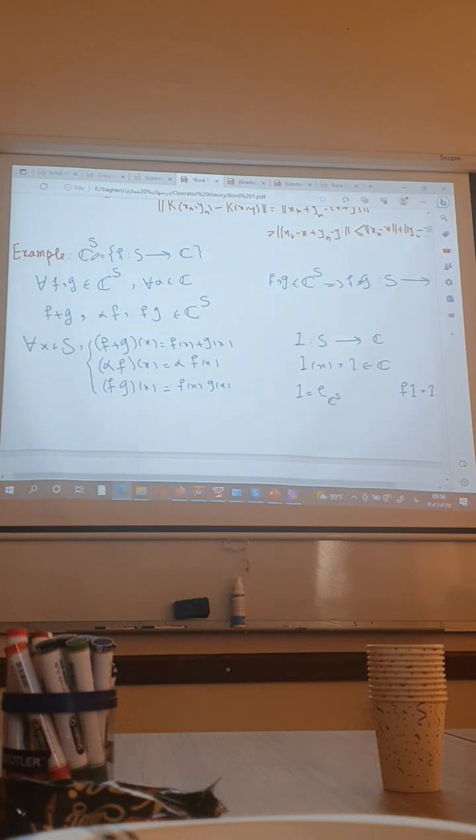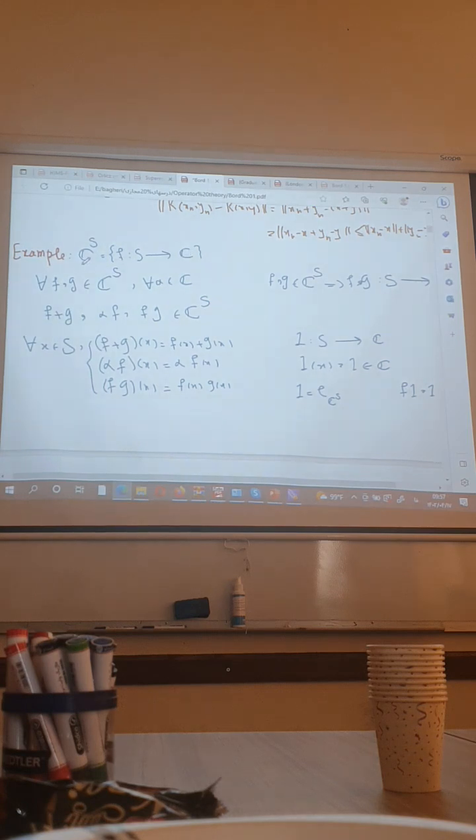This is the symbol. This is the definition of this, okay? The set of all functions. You say function in Arabic دالة, okay? دالة. The set of all functions from S to complex numbers.